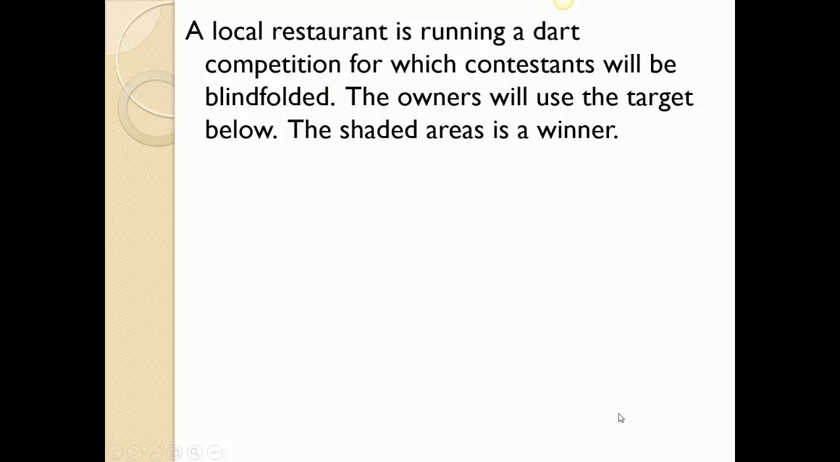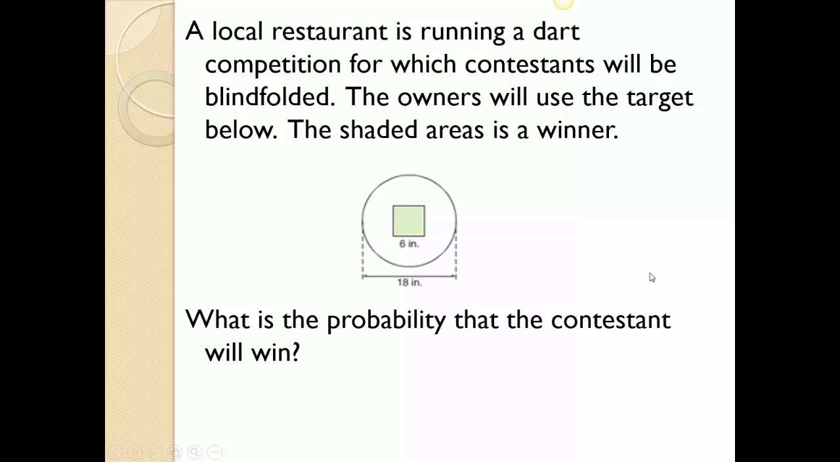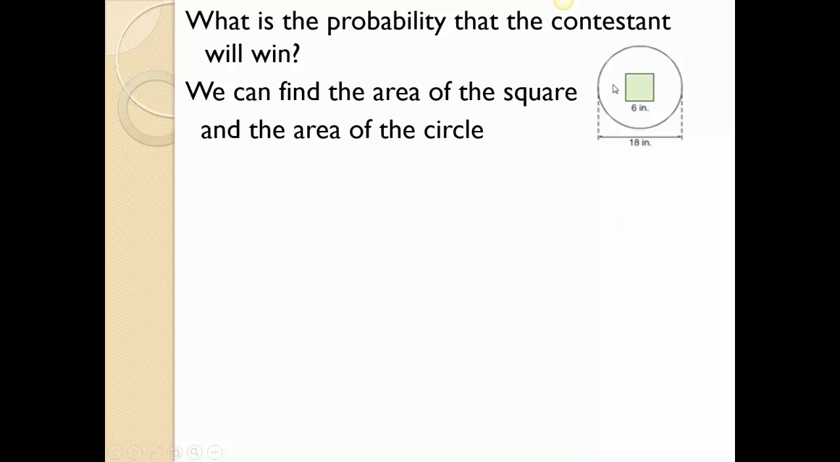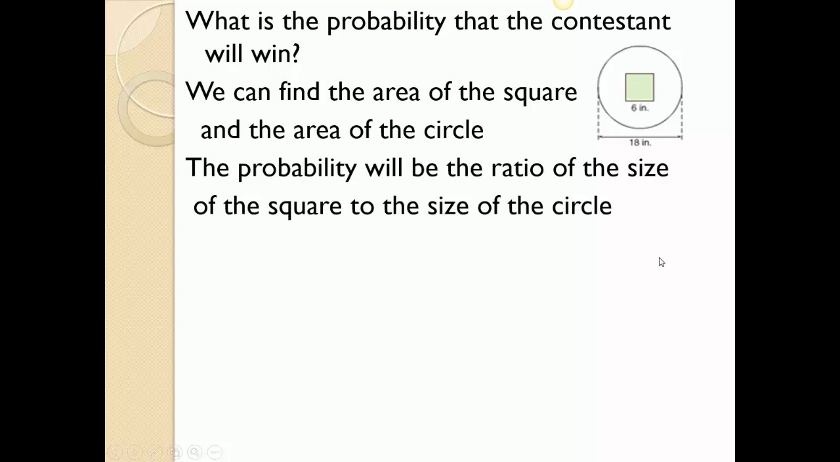A local restaurant is running a dart competition for which the contestants will be blindfolded. The owners will use a target below. The shaded area is the winner. And they want you to find out what's the probability the contestant will win. Okay, so this is a review actually of what we learned in geometry. So we can find the area of the square and the area of the circle, and we notice the square is inside of the circle, so it's less than the whole circle.